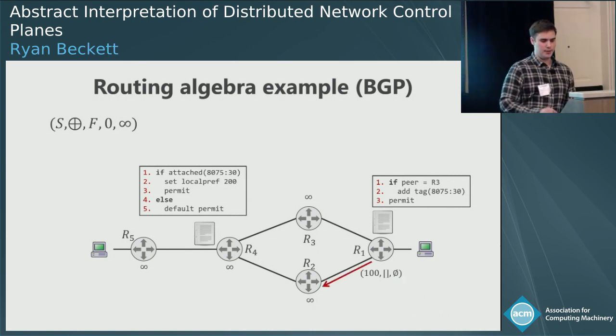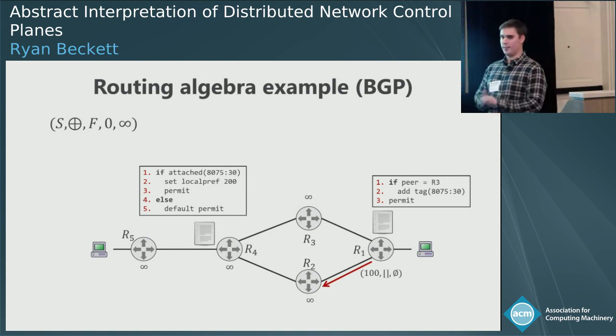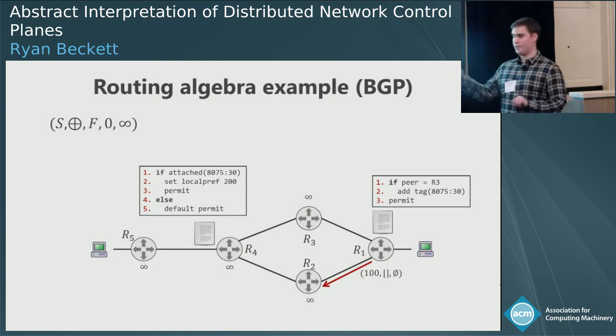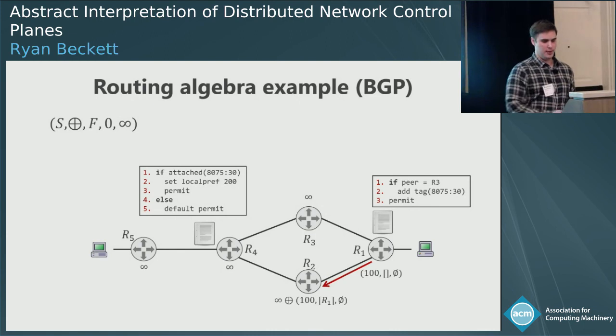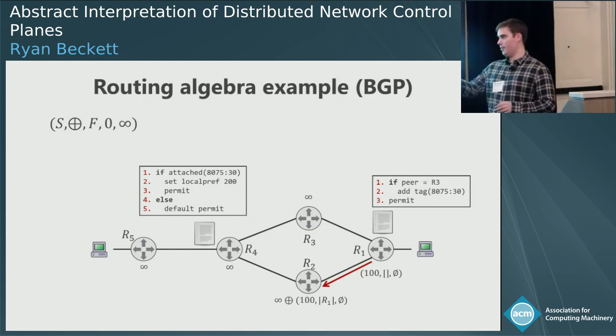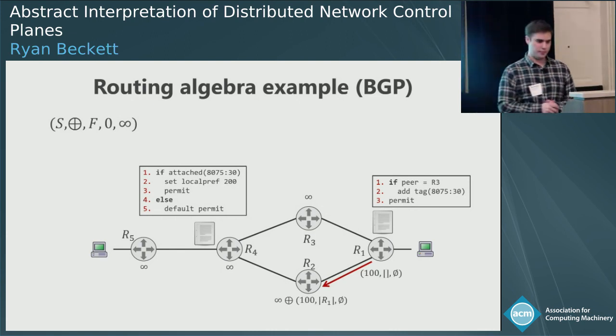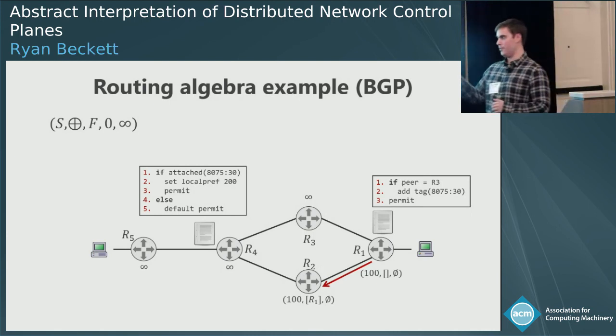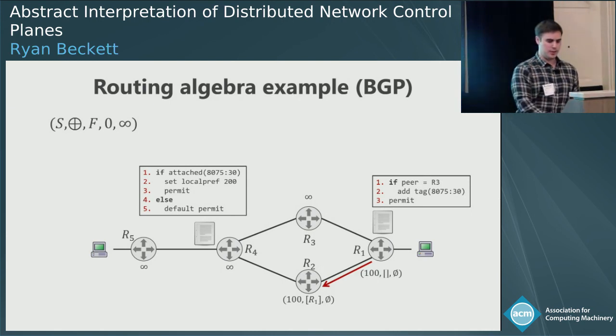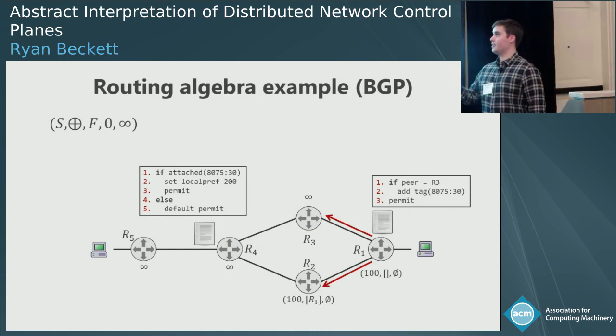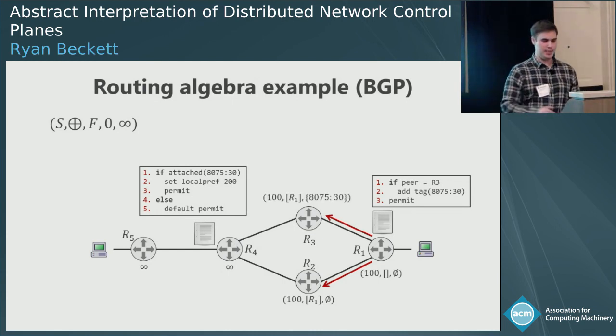OK, and so the way this would execute is, for some asynchronous schedule, R1 would send the message to R2, let's say first. The transfer function would be applied, and it would update the path in this case with R1, and then merge with the no route. The router will prefer to have a route over no route, so the merge function will just return the route it learned. And this will continue, so R1 might next advertise to R3. The outbound policy would be applied in the same way, except now a tag would be attached. And then this would be, again, merged at R3.